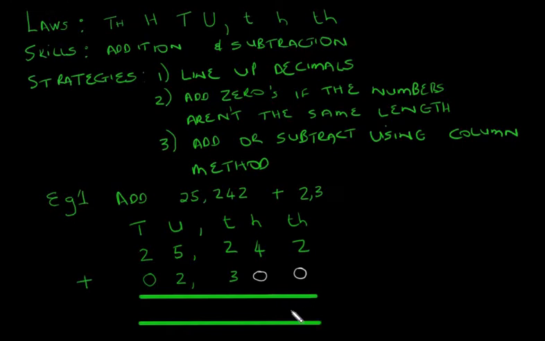So now we add: 2 plus 0 is 2, 4 plus 0 is 4, 2 plus 3 is 5. Don't forget your decimal point. 5 plus 2 is 7, and 2 plus 0 is 2. And therefore your answer will be 27,542. Let's do another one.